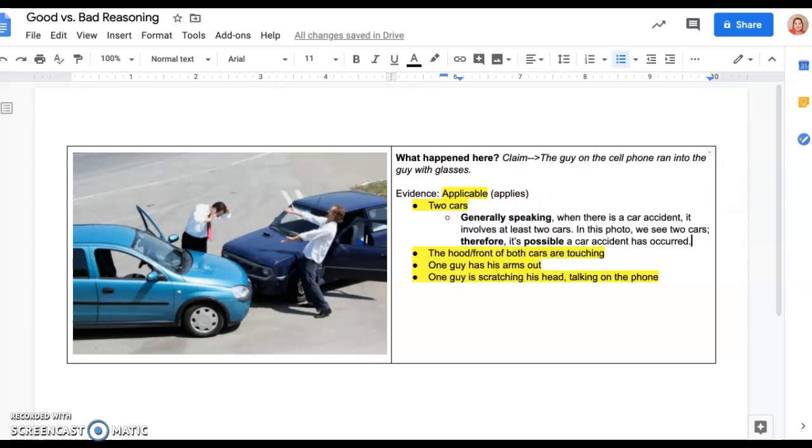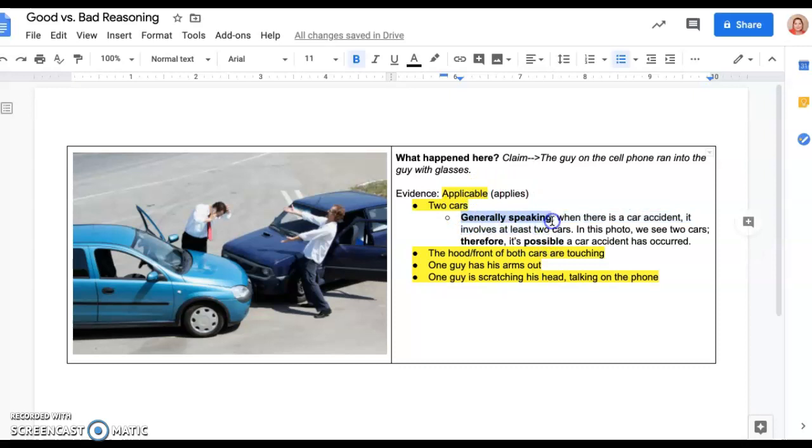So I went ahead and drafted a reasoning statement, and I'm going to point out a few things. It says, "Generally speaking, when there's a car accident, it involves at least two cars. In this photo, we see two cars. Therefore, it's possible a car accident has occurred." Notice the things that I put in bold here. Phrases like generally speaking, therefore, and possible.